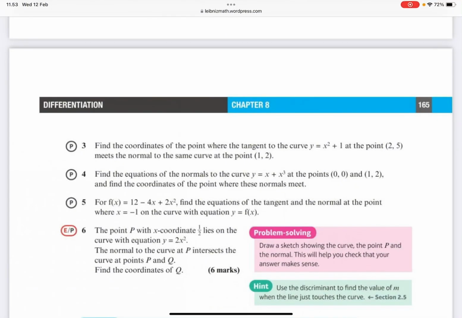Okay, so after my explanation, I want you to do number 3, number 4, number 5, and also number 6 on page 165. And at the end of this mathematics class, please submit it to the teacher. Yeah, your practice will be submitted. I want to check whether you do it or not.